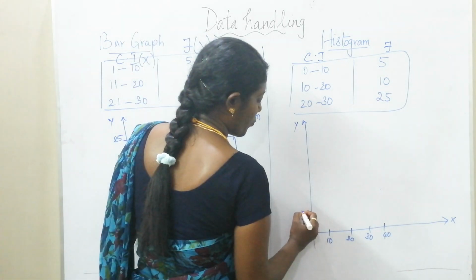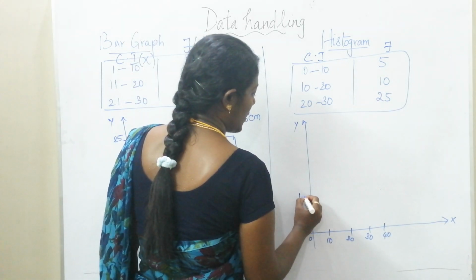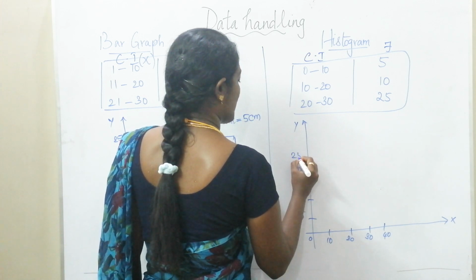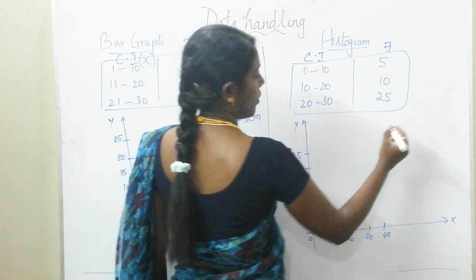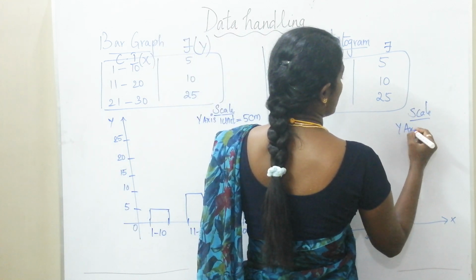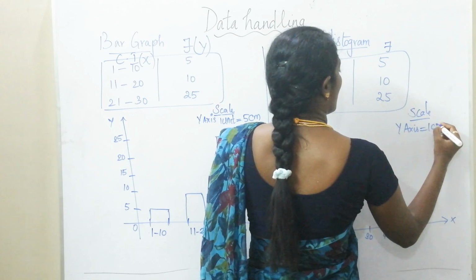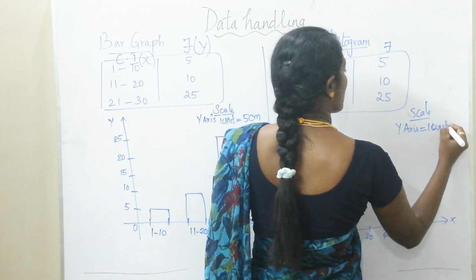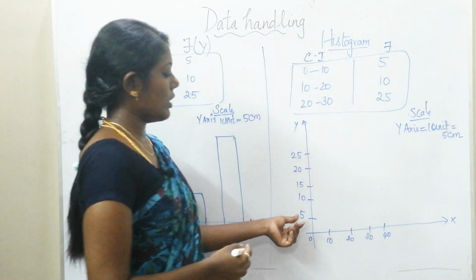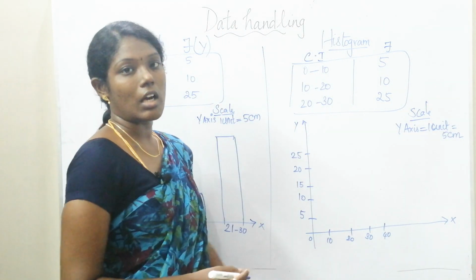Next, again frequency of 5. So 5, 10, 15, 20, 25 and so on. And I have to write my scale on the top right corner, where y-axis 1 unit is equal to 5 centimeter. So 1 unit is 5 centimeter distance. So I have written that also.